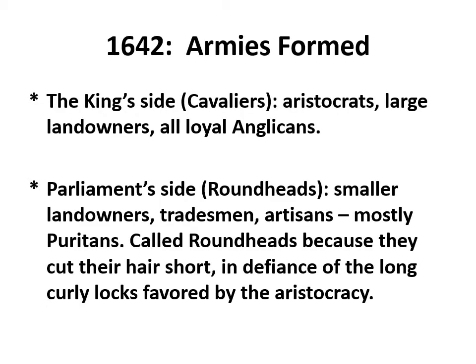The king's side is called the Cavaliers, and his army is composed mainly of aristocrats, large landowners, people who are loyal Anglicans, loyal to the king. Then we have Parliament's side. They were called the Roundheads because of the way they wore their hair. You could tell the aristocracy because they had long curly hair, whereas the members of Parliament, many of them middle-class business people, cut their hair short. So they're called the Roundheads. And like I just said, they're composed mainly of business people, smaller landowners, tradesmen, artisans.